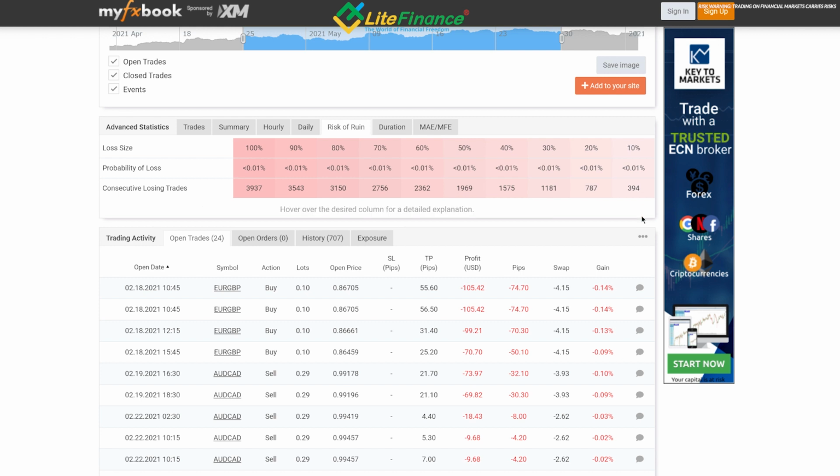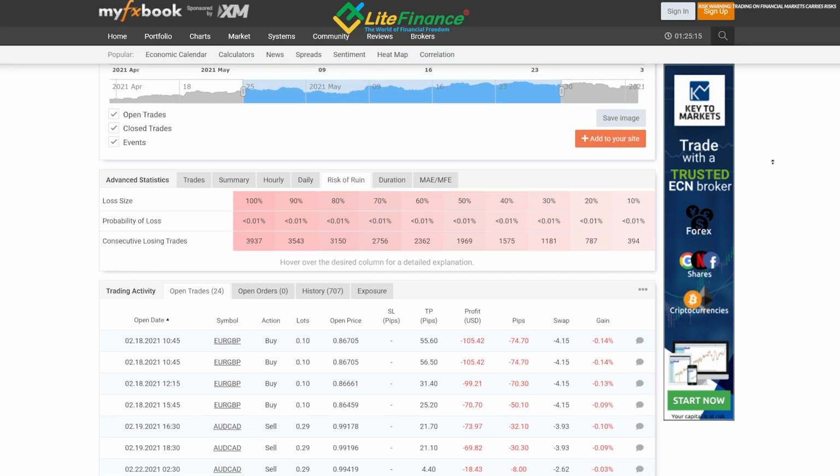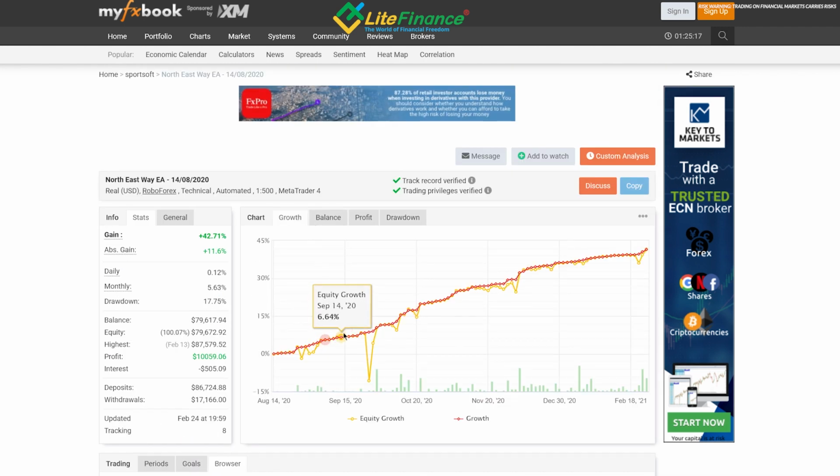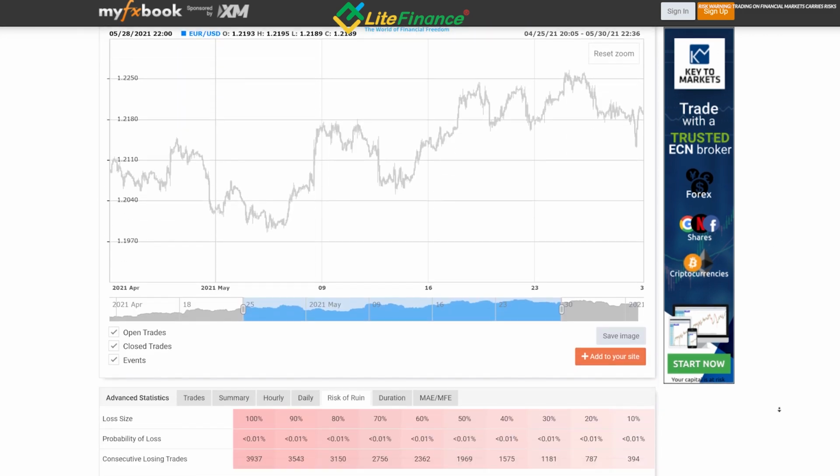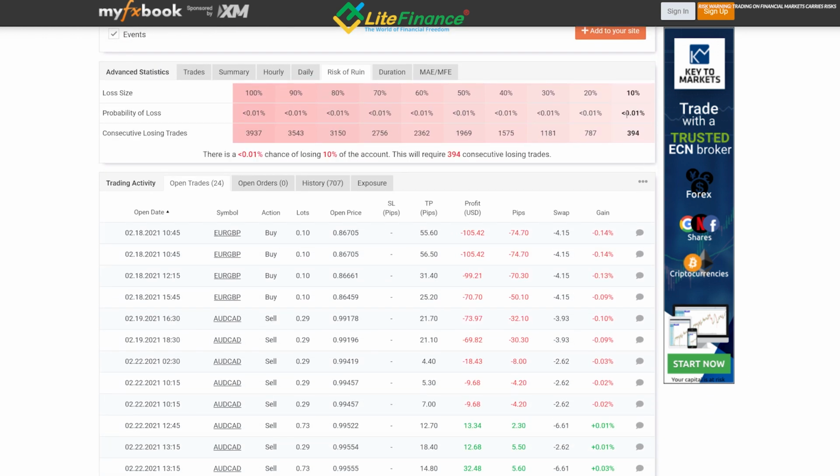So for example, it shows us that the probability of losing 10% of our account would require 394 consecutive days. But if we check the growth tab, we see that, for example, here, it didn't take that many trades to generate the drawdown of minus 10%. So I think it is a little bit of nonsense. The minimal risk shown in the stats turns out to be a very high one in practice. Besides, traders may manipulate their performance analytics because Myfxbook's formulas don't take into account many factors.